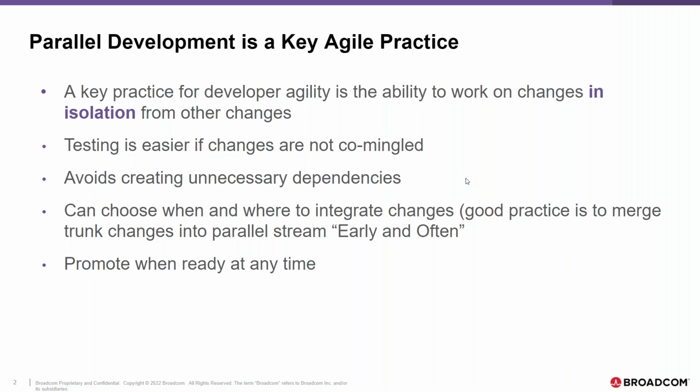Of course, changes that other developers make are going to be moving in through the trunk continuously. You want to integrate those changes early and often, pulling them into your parallel stream so that it's ready to go into the trunk at any time and doesn't contain anything that hasn't gone ahead of it. That practice is one of the key things that gives you the agility to go faster, and it's very important to have when you talk about agile development.